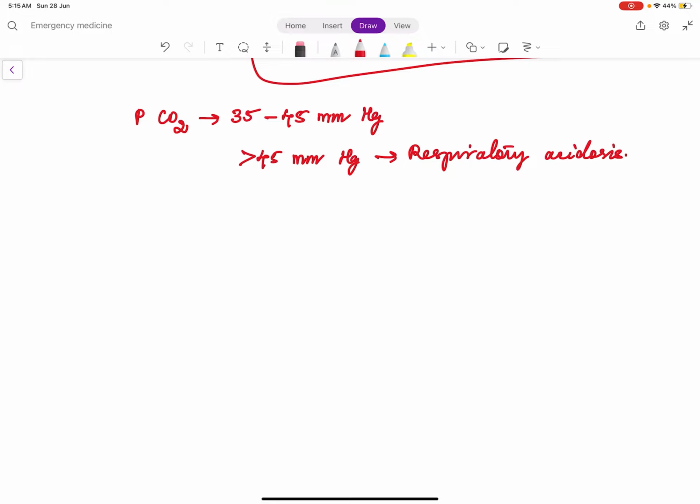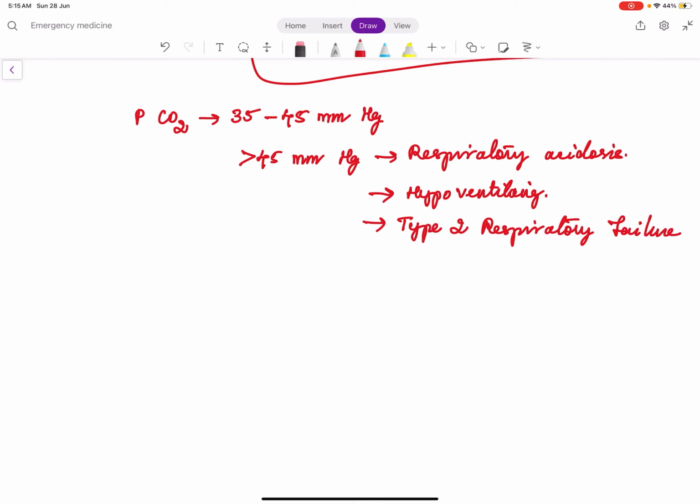When CO2 accumulates, it means that the patient is hypoventilating. He is not able to inspire oxygen. He is not able to expire out carbon dioxide. So patient is hypoventilating. In other words, it is type 2 respiratory failure. This we have discussed in our previous videos.